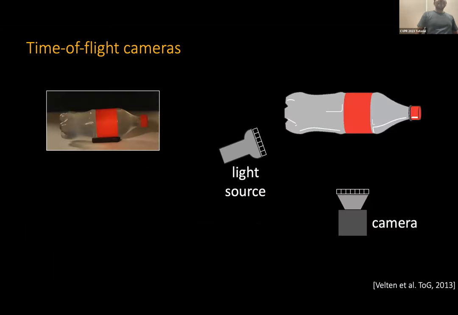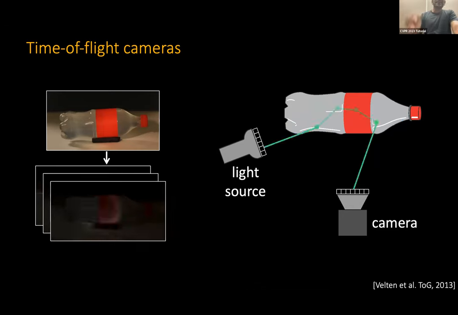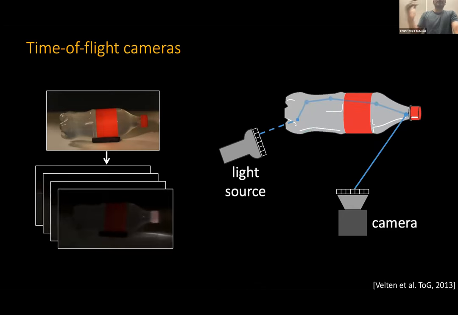Let us understand what is happening from the path space perspective. When we fire a laser pulse from the light source, the photons take multiple random paths before reaching the camera. All these light paths have different optical path lengths. The time-of-flight camera used by Velten et al. bins these light paths based on the optical path length. And these cameras, like I said, are transient time-of-flight cameras.